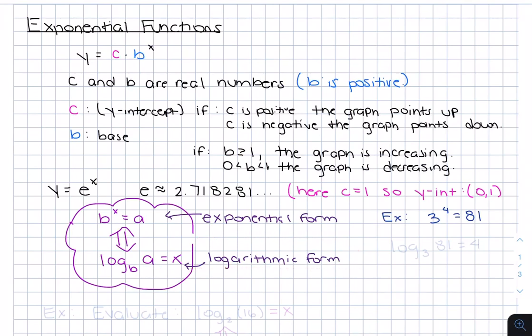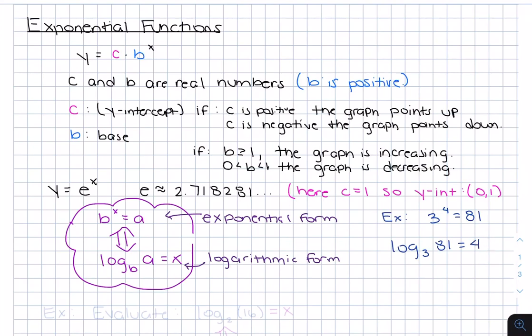If we take a look at the example, and we want to rewrite 3 to the 4th power equal to 81 in logarithmic form, we can rewrite this as log base 3 of 81 equal to 4. And this basically means that you're looking for a base, which is 3, and you're thinking: 3 to what power gives you 81? Well, that is 4.